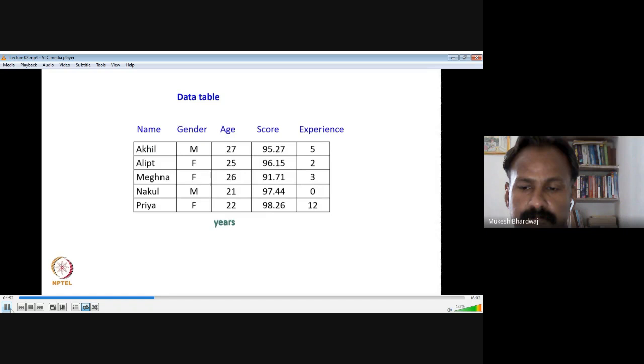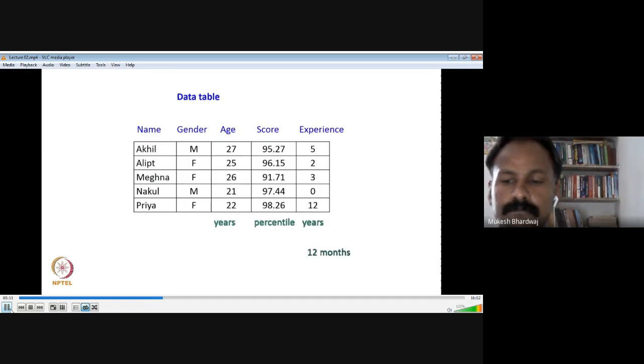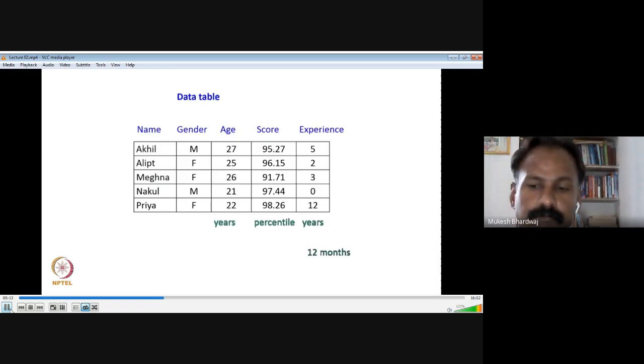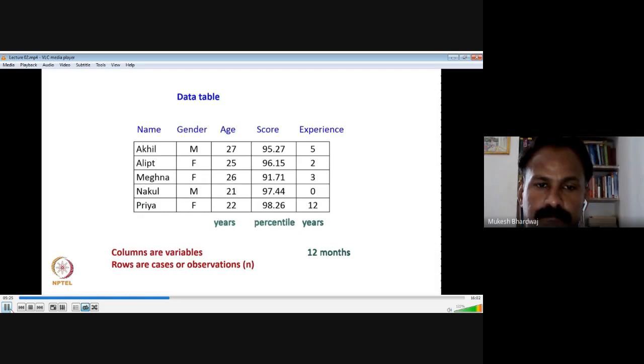So we also need units for some of them. Age could be in years, and experience could be in years, while the others may not have an explicit unit in which they are measured. Score could be measured as percentile, and the 12-month is an outlier. So I'm just explaining that data could have outliers, and we need to collect and compile data carefully. One should also be able to understand outliers in data, which is shown by this.